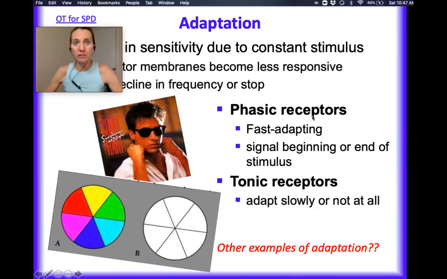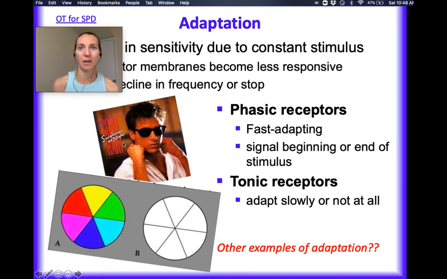So you've got two different types of adaptation. You've got phasic receptors that are phasic or fast. Both make that F sound. So they're going to be fast adapting is one way to remember it. They signal the beginning or the end of the stimulus, but you are not going to have action potentials communicated as long as that stimulus is present. In contrast, tonic receptors will adapt slowly or not at all.